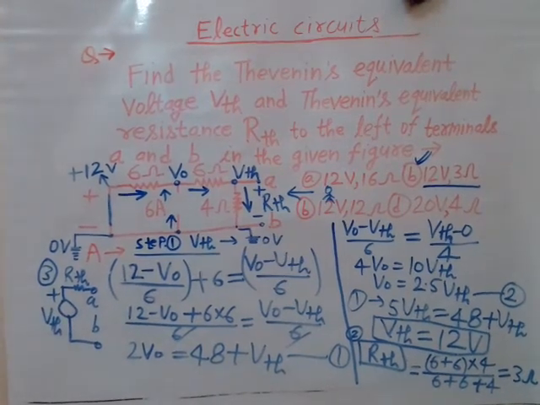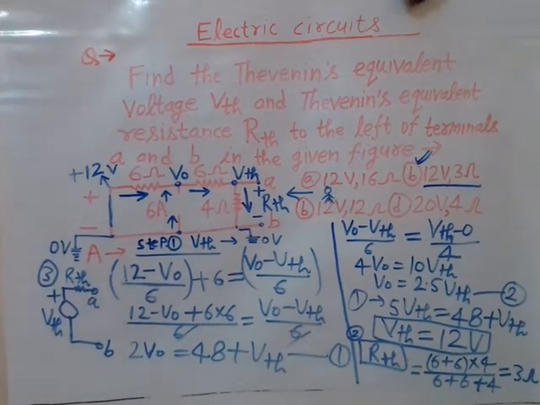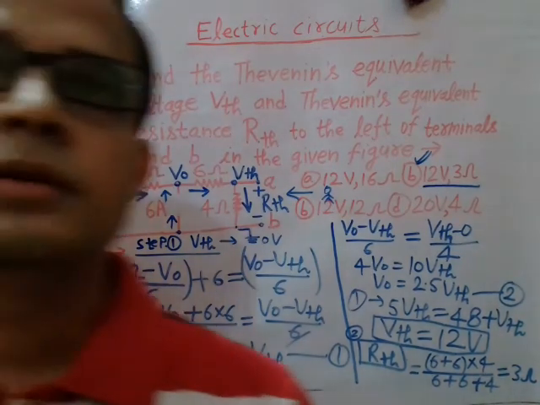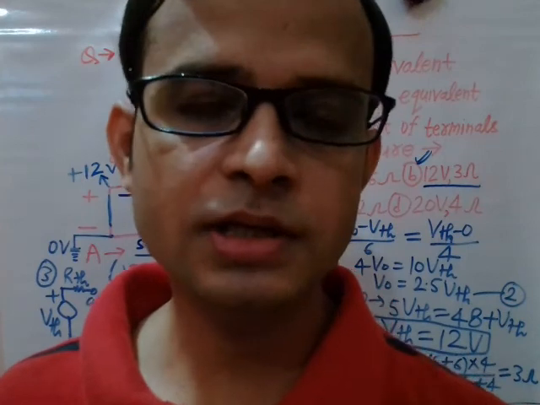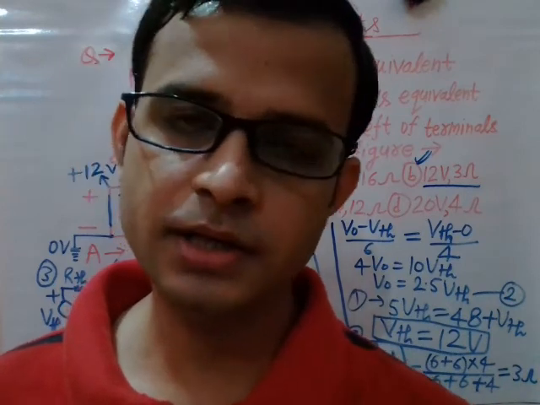So likewise, in these steps you can find out the Thevenin's equivalent circuit across the terminals A and B, right? This is A and this is B. And Thevenin's equivalent circuit is nothing but the Thevenin's voltage VTH in series with Thevenin's equivalent resistance RTH, right?